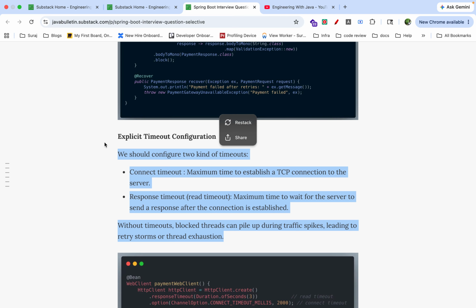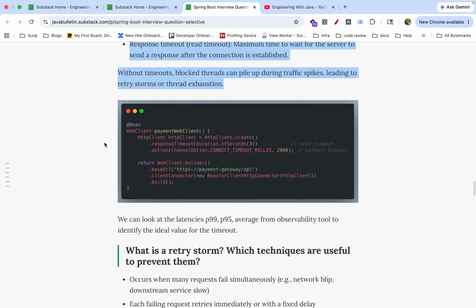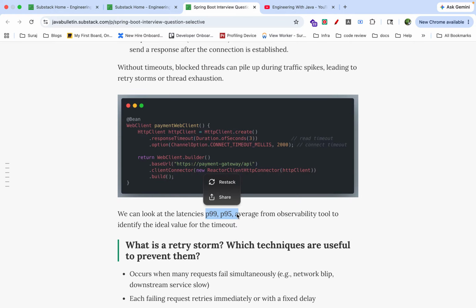We can look into our network pattern, traffic values, and then we can configure them. Basically P99, P95, average, compare these values from the observability tool, and then try to configure the client with those values so that we have a reasonable timeout setup already.